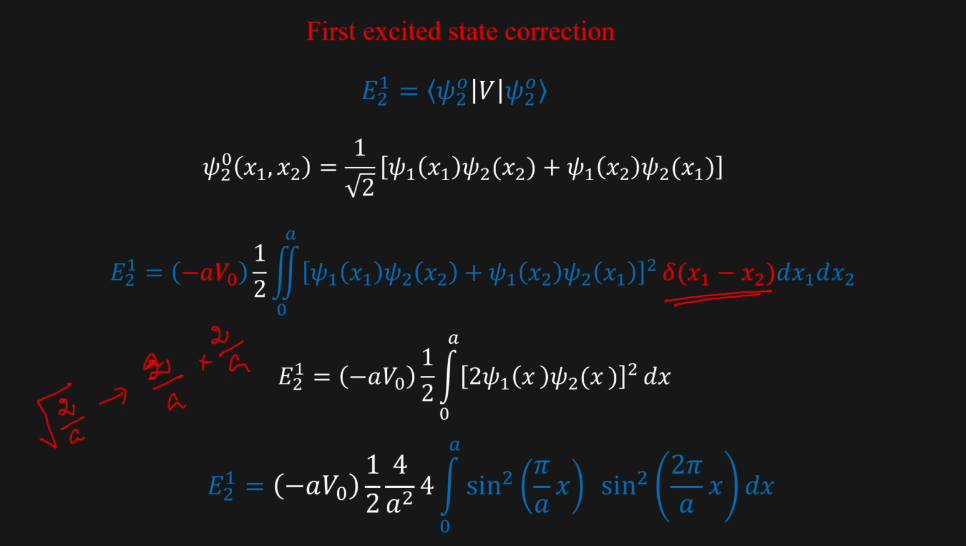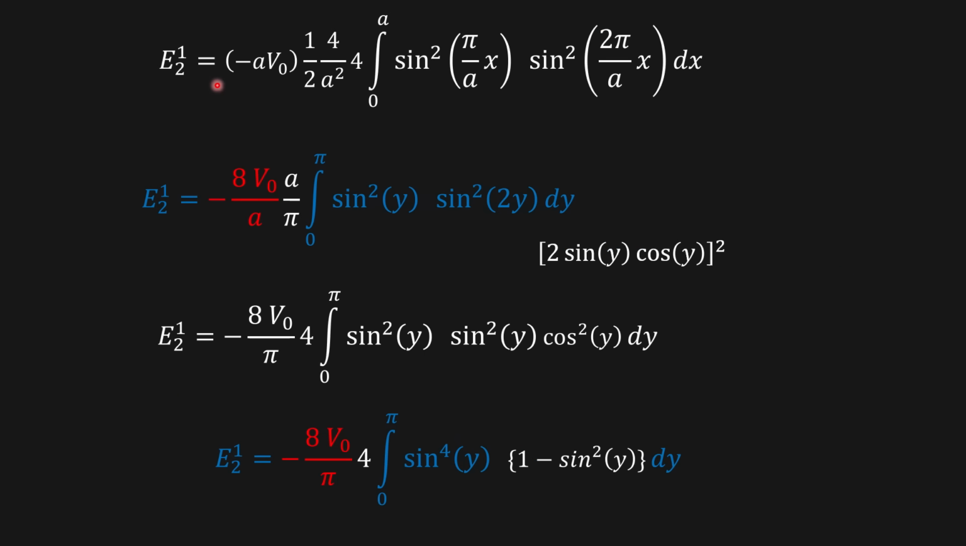Now we will simplify it further. Now we got this expression. We can simplify this constant. So you have 4 and 2 here, which will cancel with this 4 and become 2, and this a squared will get cancelled with this a, which will become a. So in the numerator you have minus 8 times V0 over a, and here you have a.